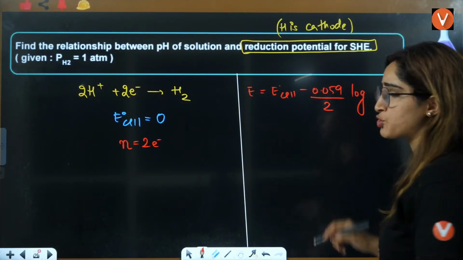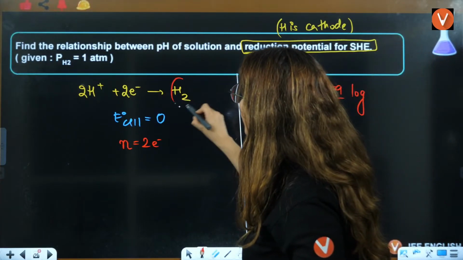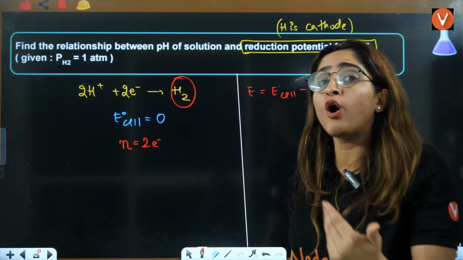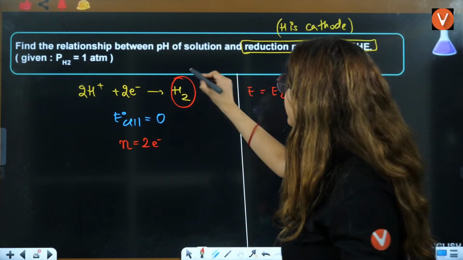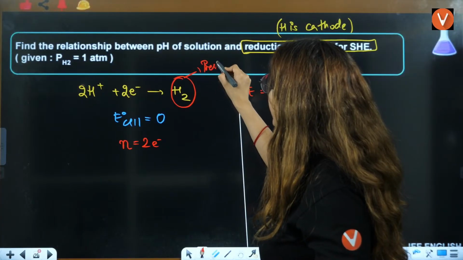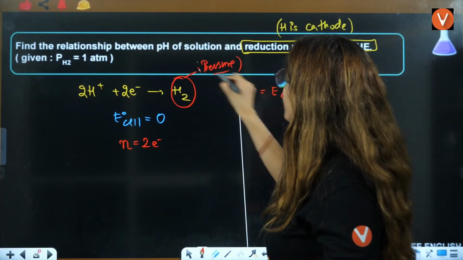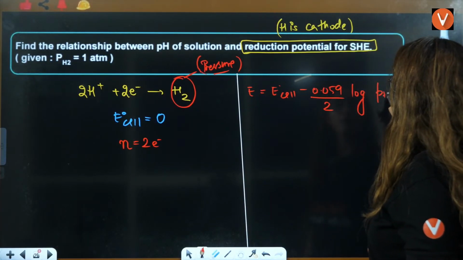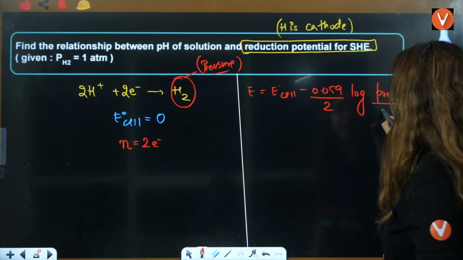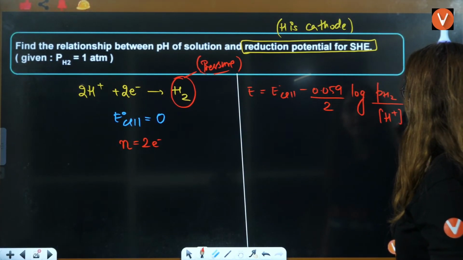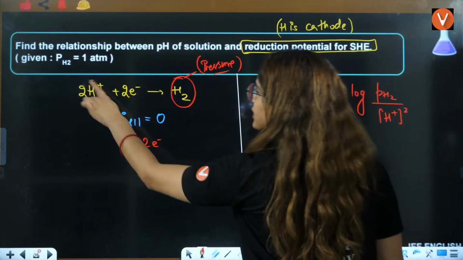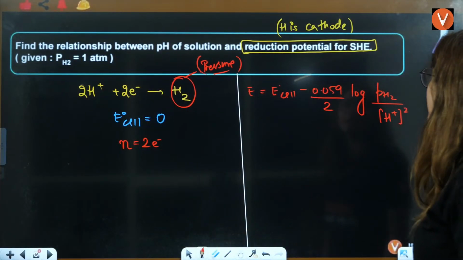On the product side you have H2. Now H2 is a gas. It will not have a concentration. It will have pressure. So you will write pressure of H2 divided by concentration of reactants raised to power stoichiometry, that is H positive raised to power 2. Right?